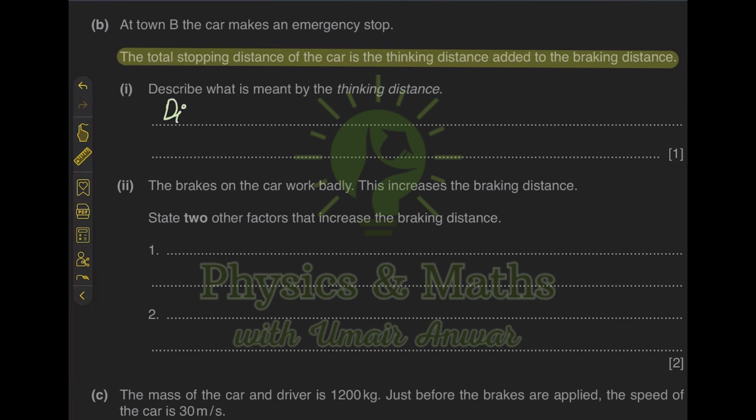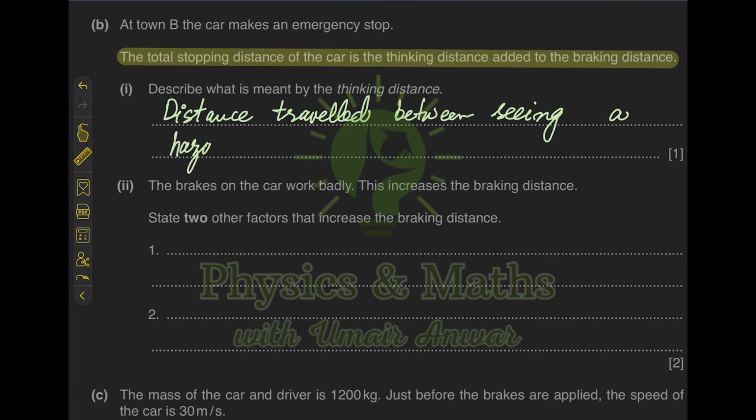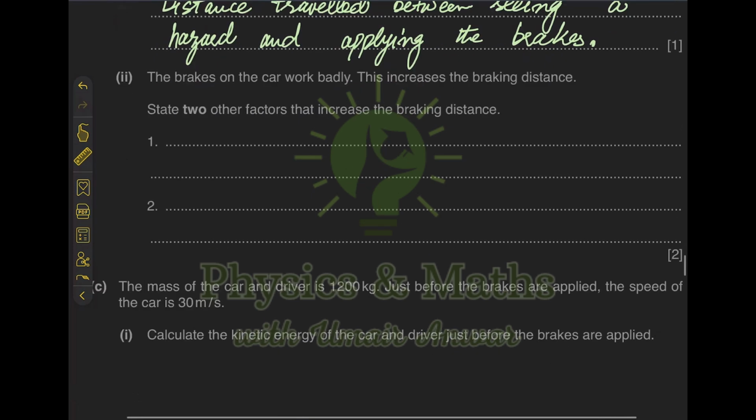So I'm writing distance traveled between seeing a hazard and applying the brakes. Whatever distance is covered between these two events is called the thinking distance.